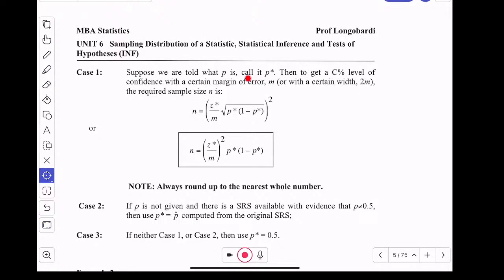Someone could tell you what P is, and you could use that as your P. I've replaced it with P star rather than P hat because P hat is misleading, as though I have a sample to calculate P hat, but I don't. I'm looking at getting the sample size first. So in the first case, let's say someone tells us what P star is, so we can just use that.